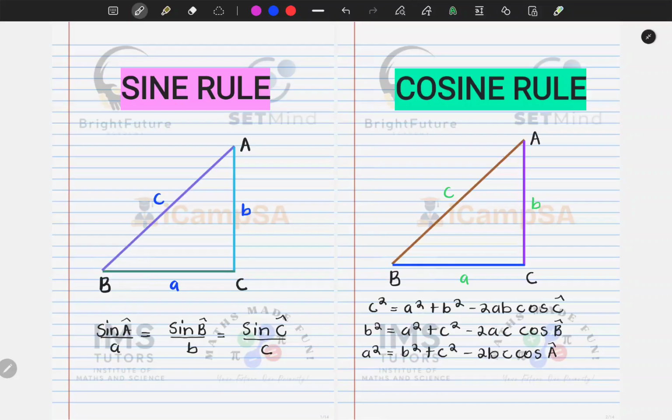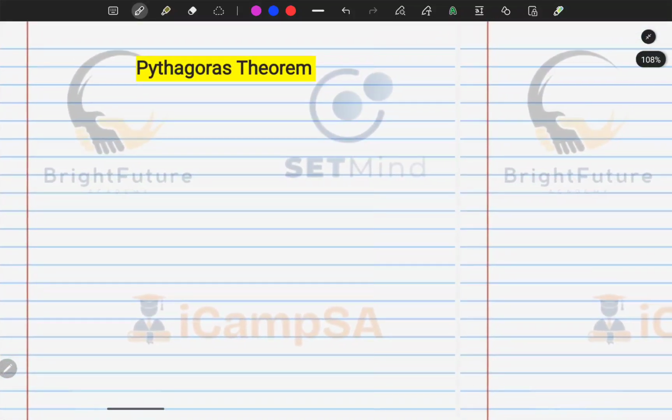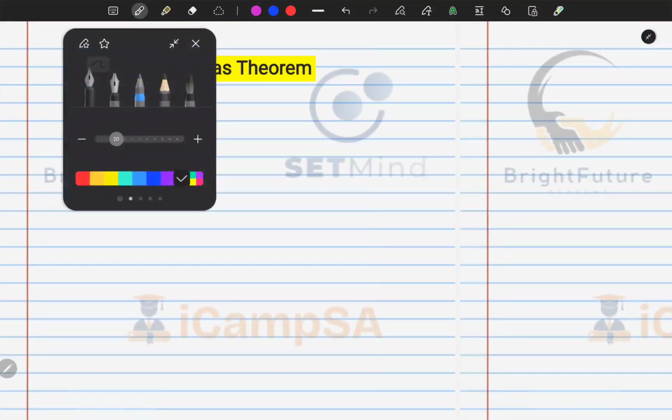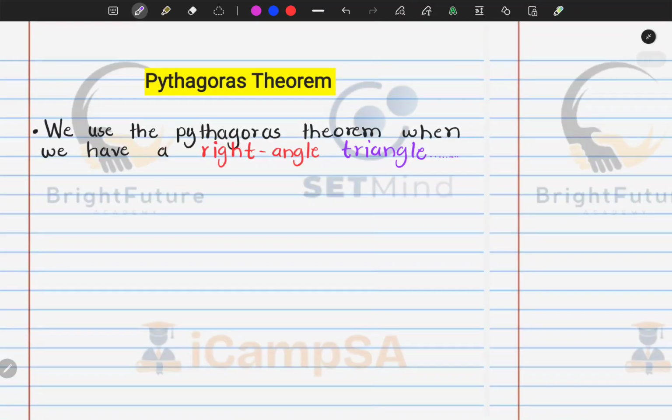As a starting point, let's jump to something which you are very familiar with, which is called the Pythagoras theorem. One thing I need you to remember from your early years, I think from grade 10, is that we use the Pythagoras theorem when we have a right angle triangle. That is very important. And the obvious question we ask ourselves here, just to remind some of you, is what is a right angle triangle? A right angle triangle is a triangle that has 90 degrees as one of the angles.